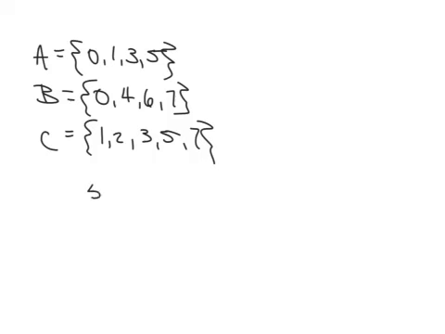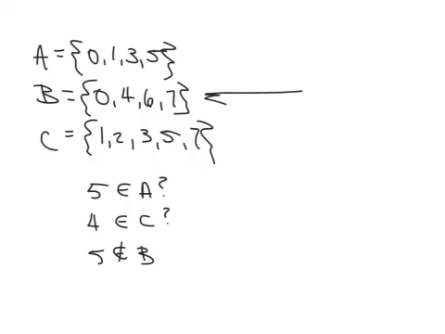All right. So, is 5 an element of A? Is that a true statement? Yes, it is. Is 4 an element of set C? No, it's not. Could I say that 5 is not an element of B? Yes, I can. Because 5 is not in there, so if I say 5 is not in there, then that's a true statement. Okay, let's go to the next example here.